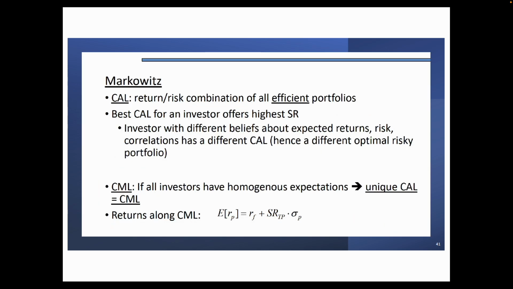Good. Now let's play around a bit, Markowitz versus CAPM, to sharpen our intuition here. Now we talked about the allocation line, and from now on we could say it's the return risk combination of efficient portfolios, right? Because it's the tangent line on the efficient frontier. So everything is efficient on the allocation line. And the best capital allocation line offers the highest Sharpe ratio.